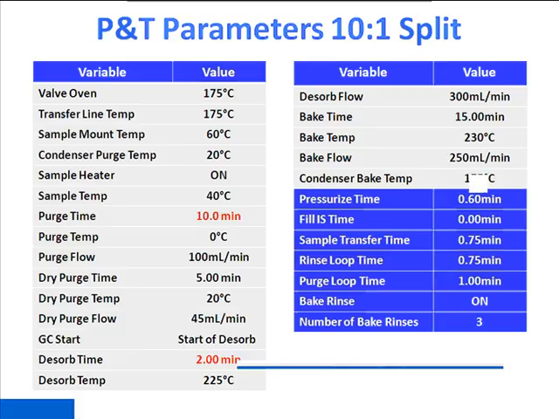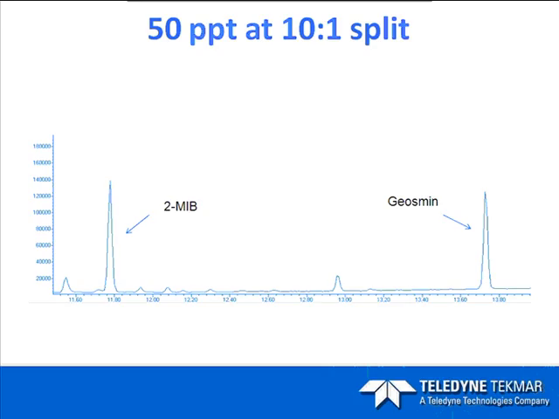We take a look at the chromatogram, 50 parts per trillion at a 10 to 1 split. If we look at the area counts, we can see they're quite a bit lower, as we would expect, because we're splitting off 10% of the sample. The area counts went from about 225,000 with the cryofocusing down to about 140,000 or so.